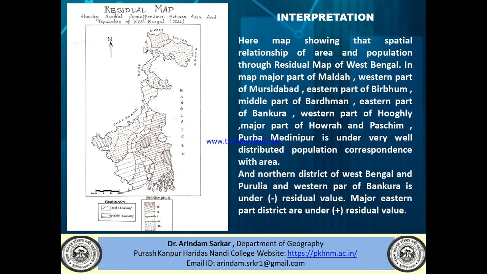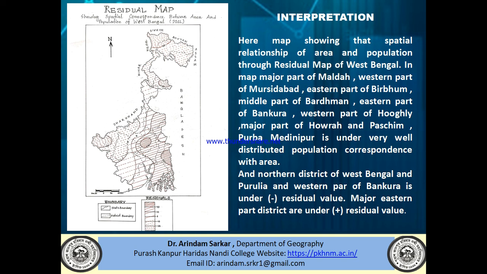That is the residual map. The title is the residual map, and the subtitle shows the spatial correspondence between area and total population of West Bengal in the year 2011. That is the residual index. Here the map shows the spatial relationship of area and population through the residual map of West Bengal. District-wise distribution has been shown in this map for the state of West Bengal.